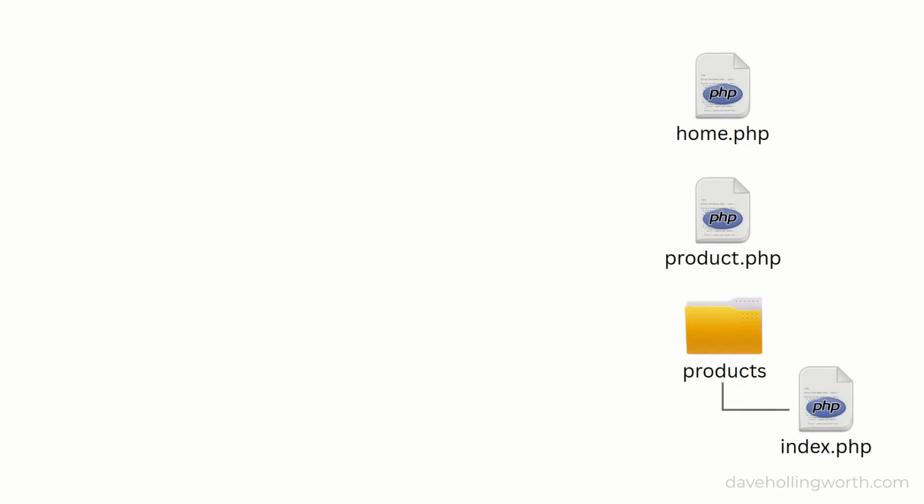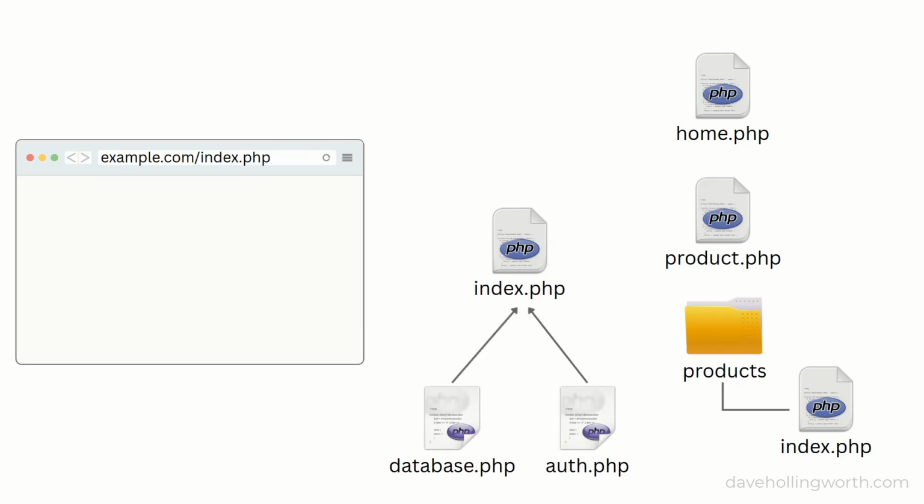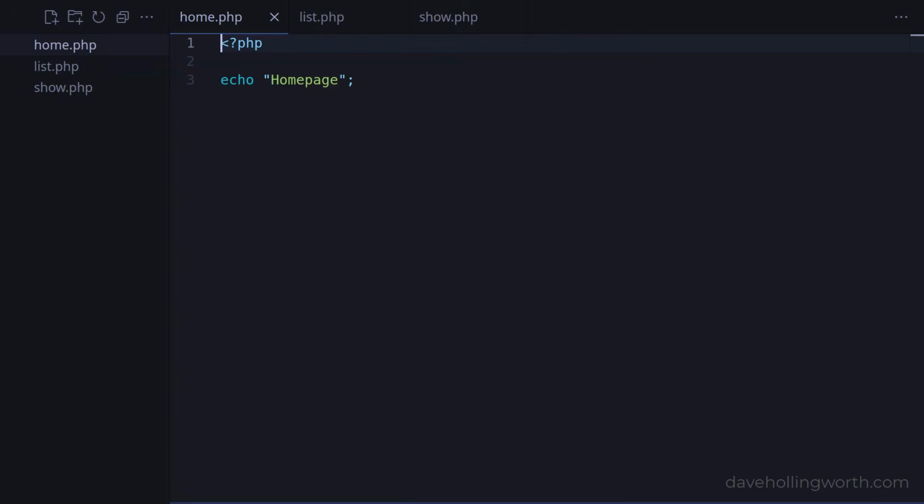The solution to this is to use a front controller. This is where every request goes through one single script. That script decides what code to run based on the request. This means we can have common code all in one place, avoiding duplicated code in multiple scripts. Let's have a look at a practical example.